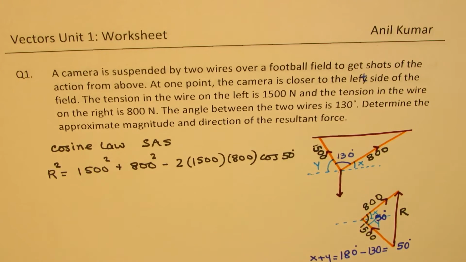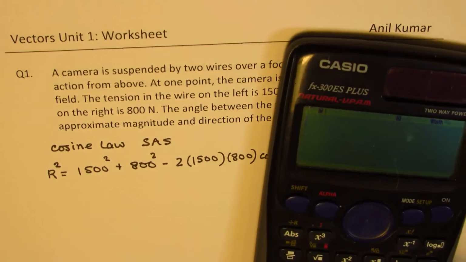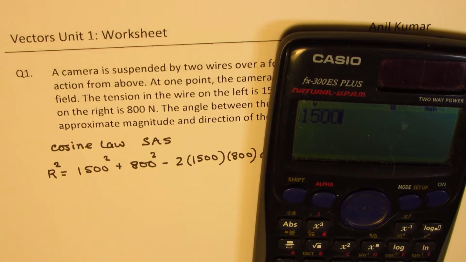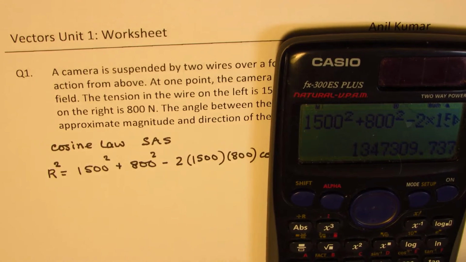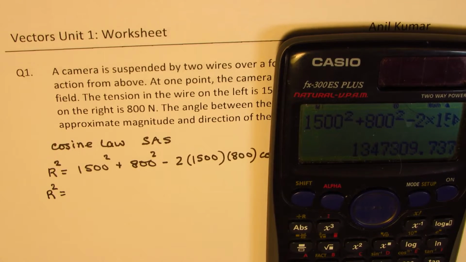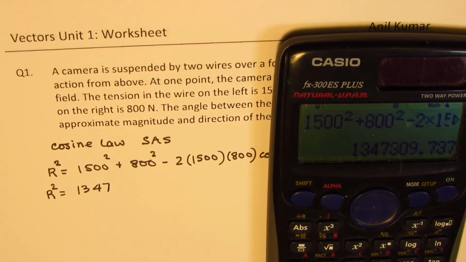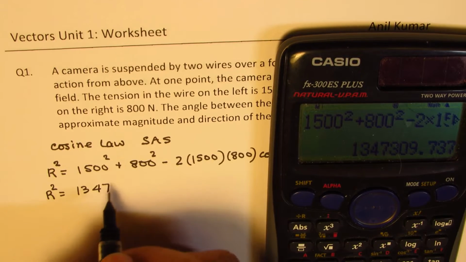Right? So we can just calculate these values now. So it's basic application of cosine law. So we have 1500 square plus 800 square minus 2 times 1500 times 800 times cos of angle 50 degrees, and we get a pretty big value, right? So we get r square is 1347309.7.